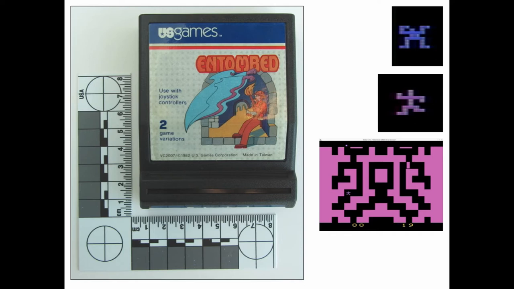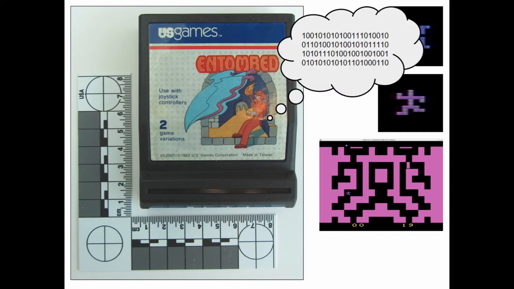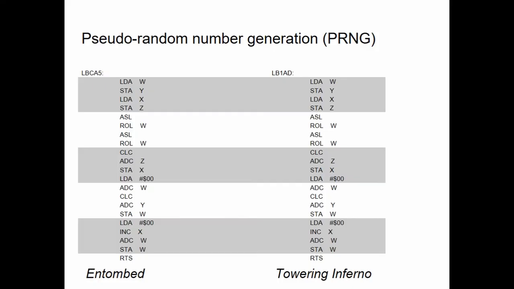Now, the interesting thing here wasn't the portrayal of archaeologists in the game. It was not the gameplay. It was not the physical artifact. The interesting thing was what was inside. It was the digital artifact. In particular, one of the things I found is that there was one piece of code in Entombed that could be found identically in a game called Towering Inferno, even though there was no clear chain of authorship between them. So in other words, there was code reuse.